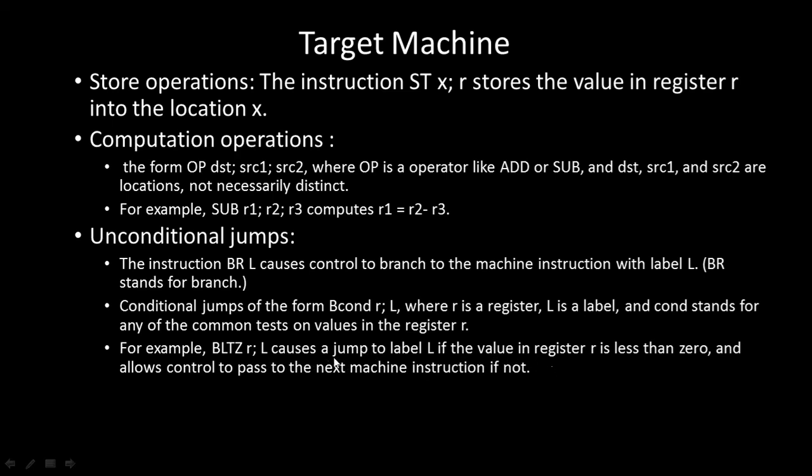If the value in the register is less than 0, control jumps to label L. Otherwise, control passes to the next instruction. If the condition is satisfied, we have to jump to the label; otherwise we have to pass control to the next instruction.